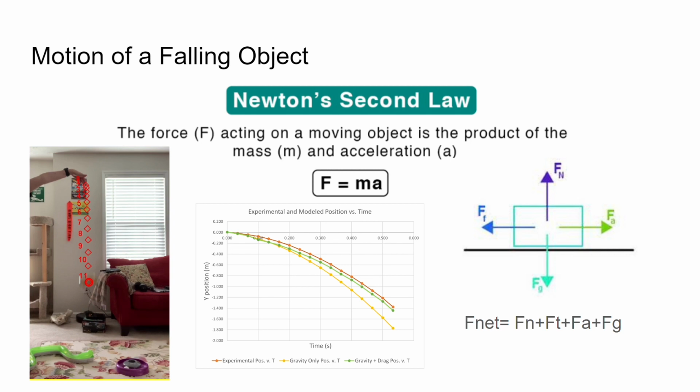Hypothetical models were also constructed and coded to demonstrate the object's motion with various forces. One model included only the force of gravity on the object, while the other also included air drag. Position versus time data was collected from each of these models and compiled in a singular comparative graph.